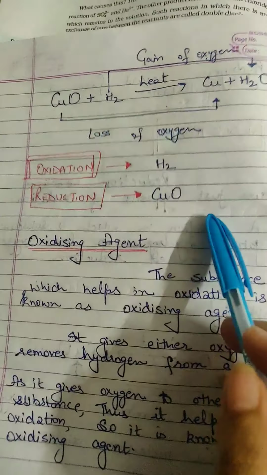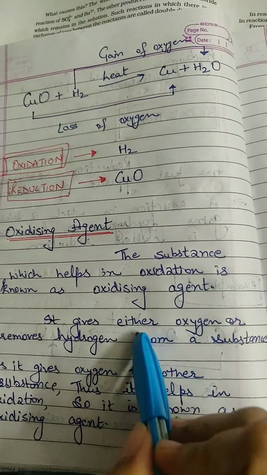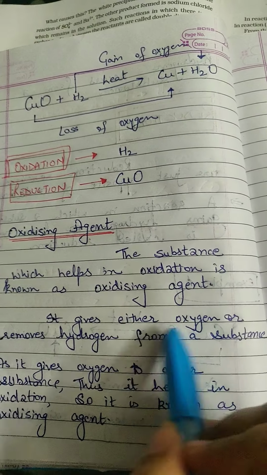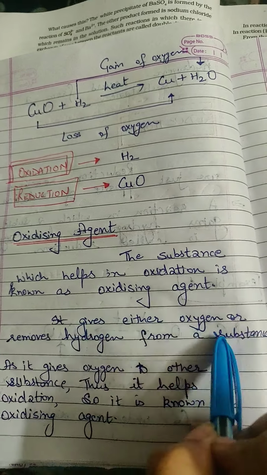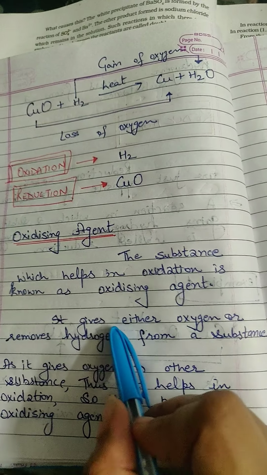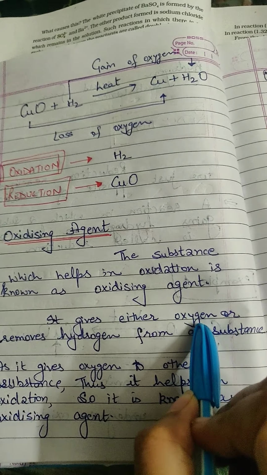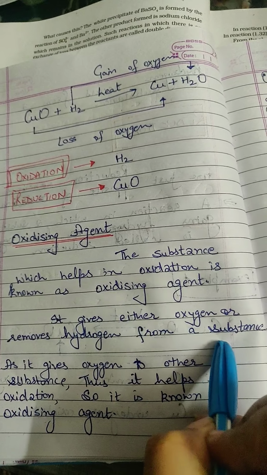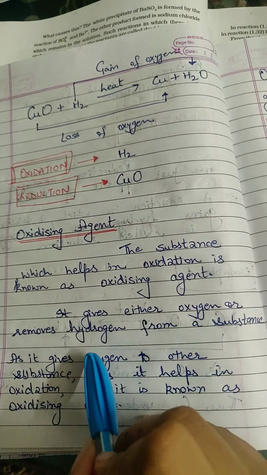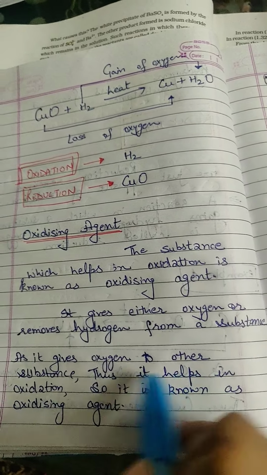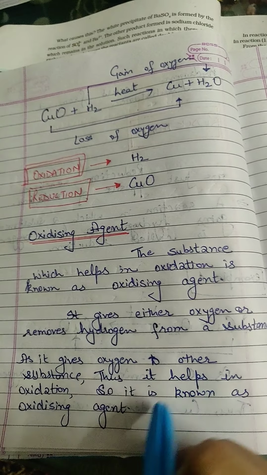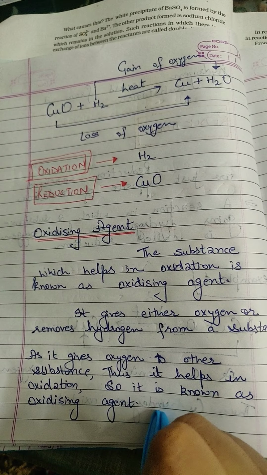Let's discuss the role of an oxidizing agent. It either gives oxygen or it removes hydrogen from a substance. This is the role of an oxidizing agent. As it gives oxygen to another substance, it helps in oxidation, thus it is known as an oxidizing agent.